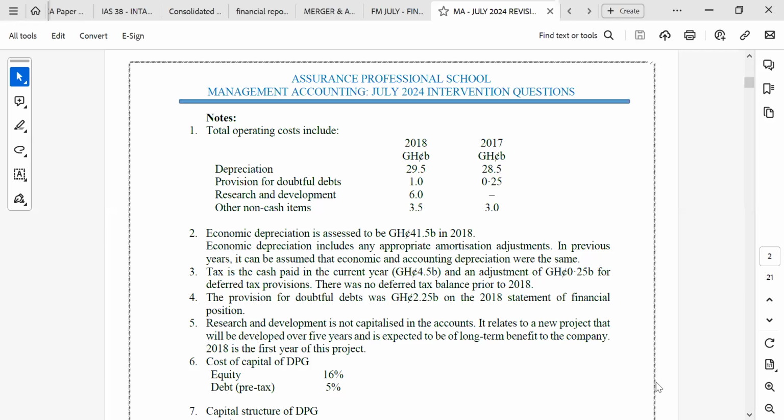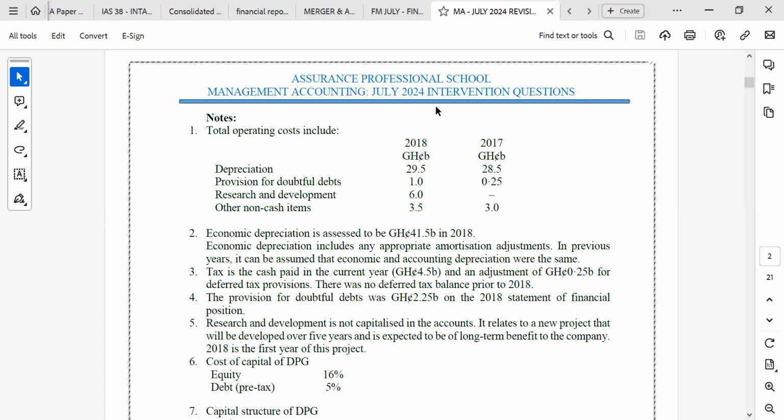Please, can you come again? So I said assuming that in 2017 the depreciation was 28.5, and then the capital allowance was 30. So the difference will be 1.5. What are you calling the capital allowance? Are you talking about economic depreciation or capital? The economic depreciation. Yeah, I've explained that one already. I've demonstrated something like that.